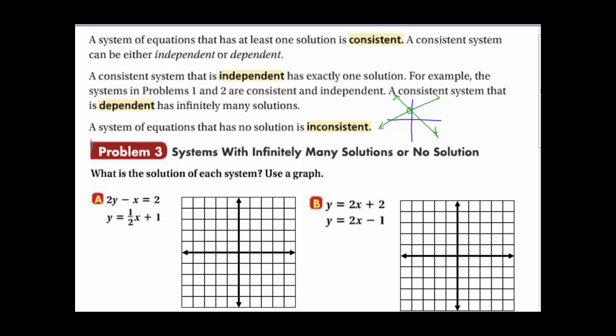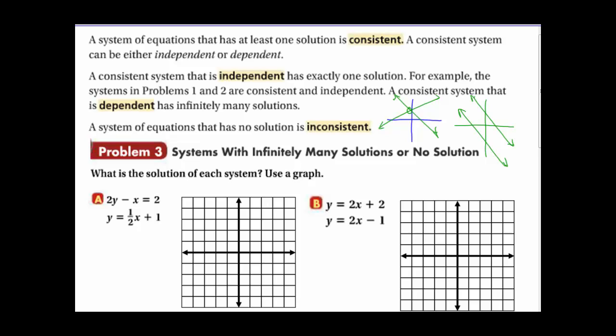Well, how can we get something that has no intersection? Some of you are thinking, if we have parallel lines. If we have parallel lines, these 2 lines will never intersect, so we call that inconsistent. Okay? Go back for a second.